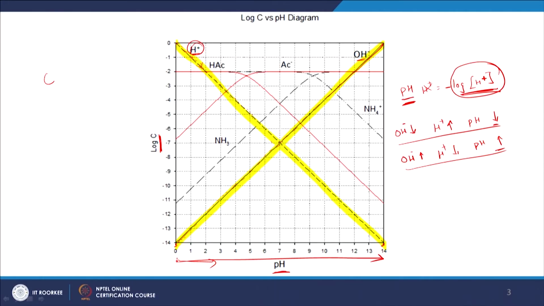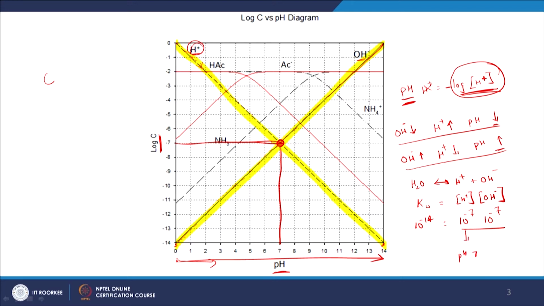Obviously, if you look at the point of intersection, that is going to be the Kw value, and that should be at pH 7. And what does that mean? In that particular case, the concentrations of both H plus and OH minus are going to be the same. We know that H2O dissociates into H plus and OH minus, and the dissociation constant is the concentration of H plus times the concentration of OH minus. That is 10 power minus 14, and when they are equal, they are both 10 power minus 7. That translates to pH 7. So at pH 7 you see that both concentrations are equal, at 10 power minus 7.